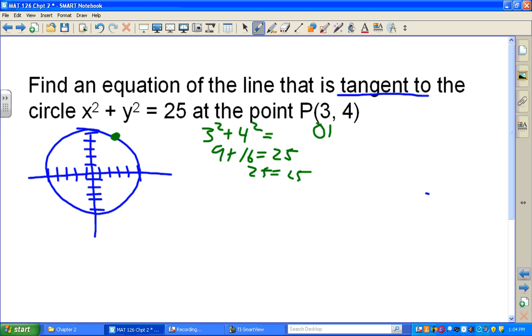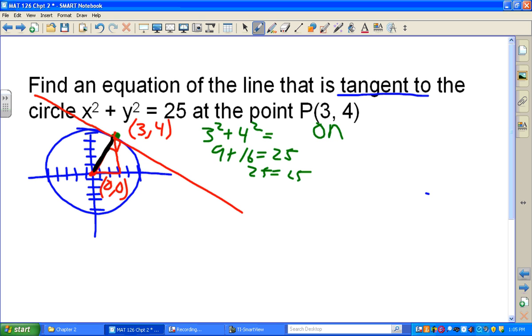That's good for us. The father of geometry always made this point very clear. What do you know about a radius and a tangent line? They are perpendicular. That's a key fact between the radius and the tangent line. This is the point 3, 4. This is the point 0, 0. It should be easy to see what the slope of the line is, shouldn't it? 4/3, right?